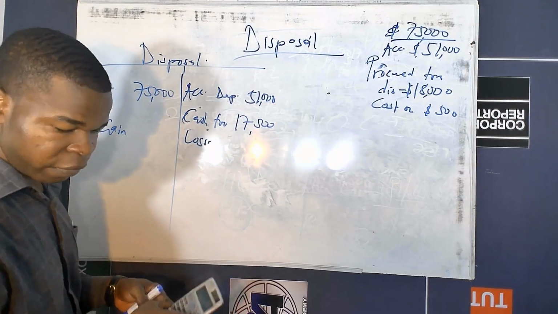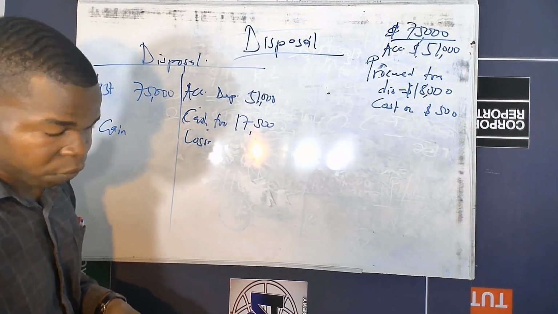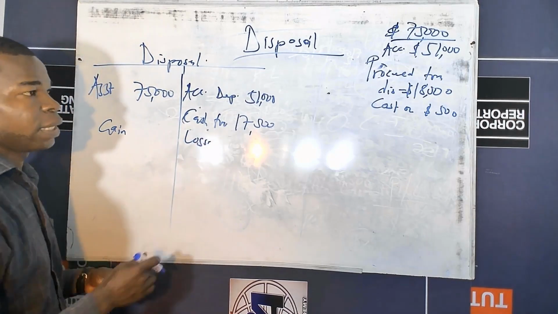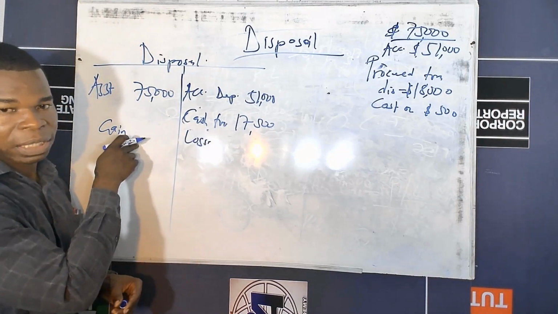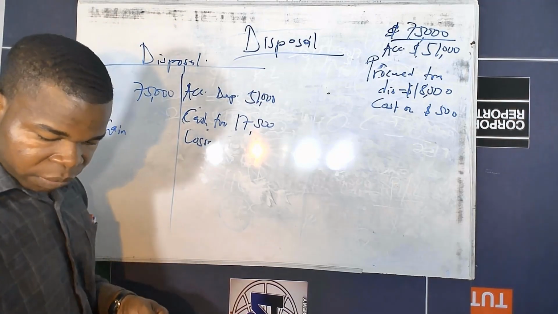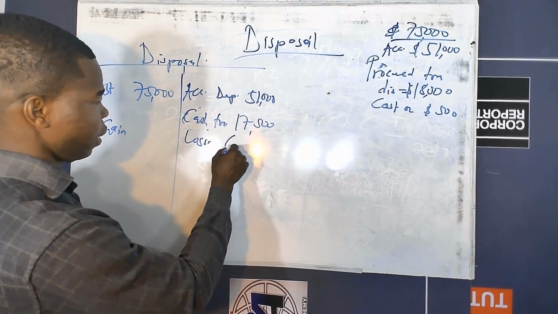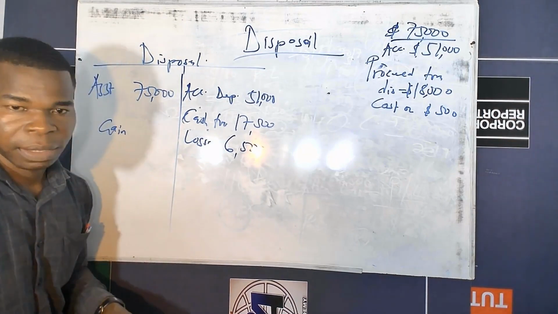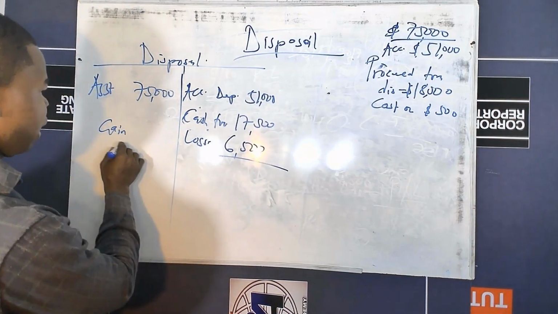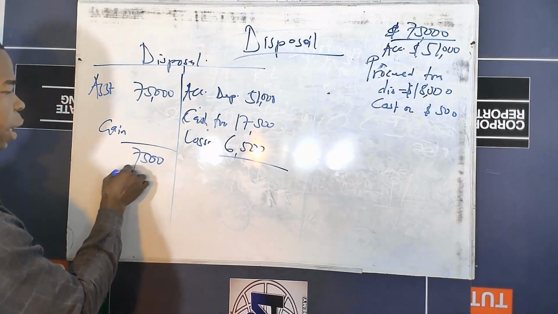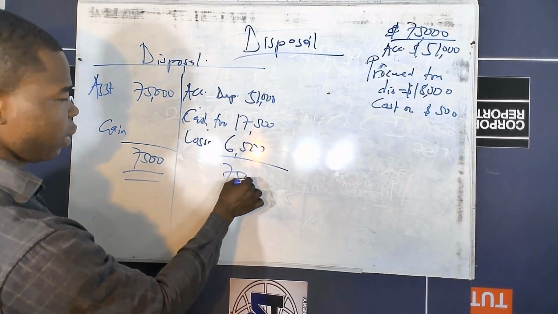17,500 is going to give us 68,500. So I think there's a loss in this case. There's a loss in this case because this place is lesser than this place. So that is going to give us 6,500. 6,500 loss, because if you add this and this, we can get the 75,000. So there's a loss of 75,000.